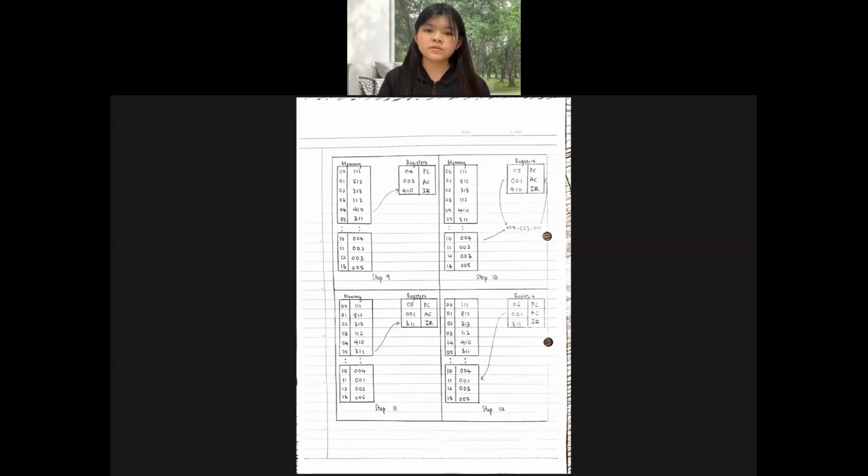We fetch 410 into the IR in step 9. For step 10, the PC is incremented to 05, and we do a subtraction in the AC. The value 004 from memory address 10 minus the value in AC gives 001, and we store it back into AC. In step 11, we fetch 311 into the IR. And for the last step, the PC is incremented to 06, and the value in AC is stored into memory address 11. The execution stops.